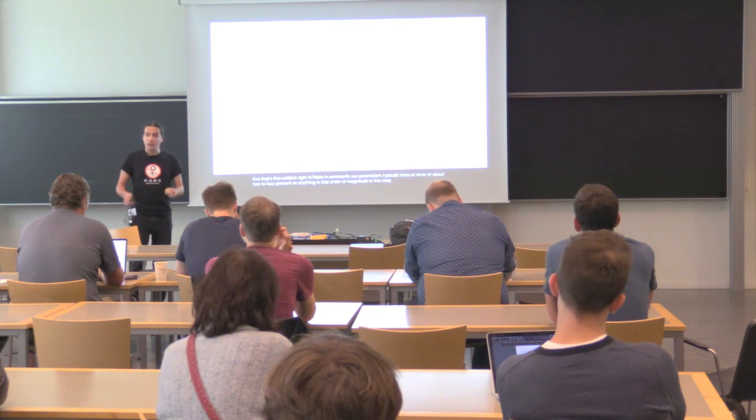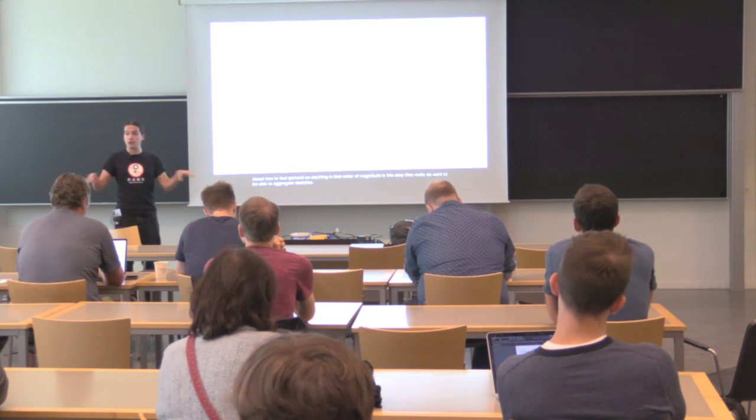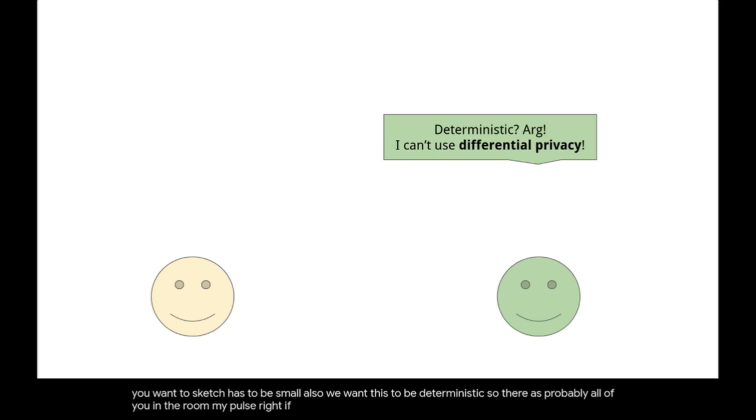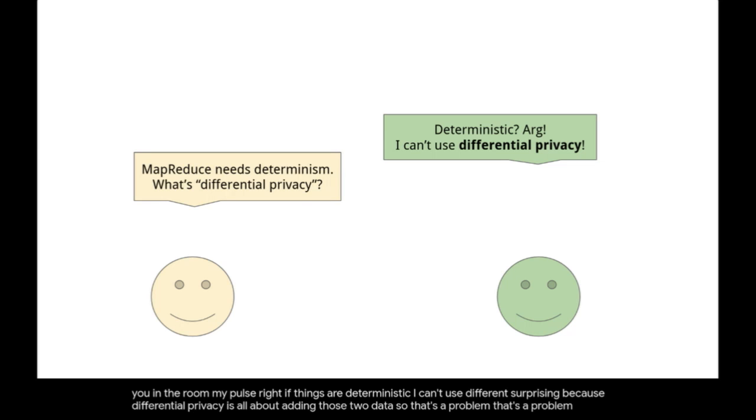They really do want to be able to aggregate sketches, a really large number of them, so arbitrarily many sketches, and still deduplicate users. They tell me, okay, this is large scale computing, we want this to be fast, we want the sketches to be small, and also we want this to be deterministic. So, as probably all of you in the room, I pose, right? If things are deterministic, I can't use differential privacy, because differential privacy is all about adding noise to data. So that's a problem. Why do you need this, I ask?